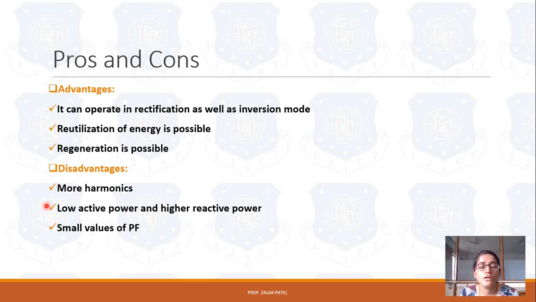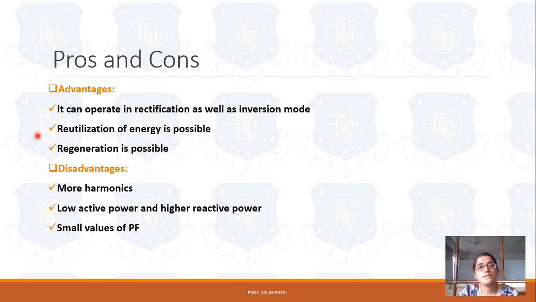Though these disadvantages are there, because of the reutilization of energy we can prefer the full converter over the semi converter as well as over the half wave converter. So these are mainly the single phase converters, or single phase controlled rectifiers.